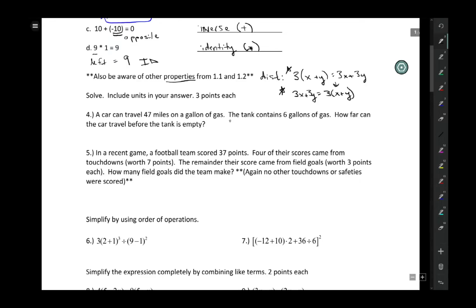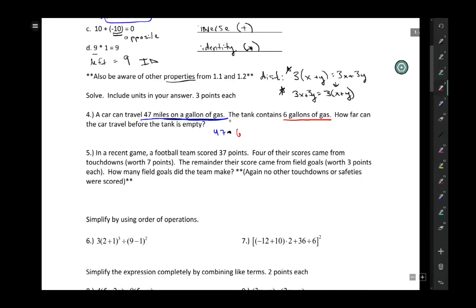Now, a car can travel 47 miles on a gallon of gas. If the tank contains 6 gallons of gas, how far can the car travel before the tank is empty? Yeah, some of these problems are, or they should be, just about as easy as they are. Well, 47 miles per gallon, and it's simply 47. I mean, there's really not too much to think about.